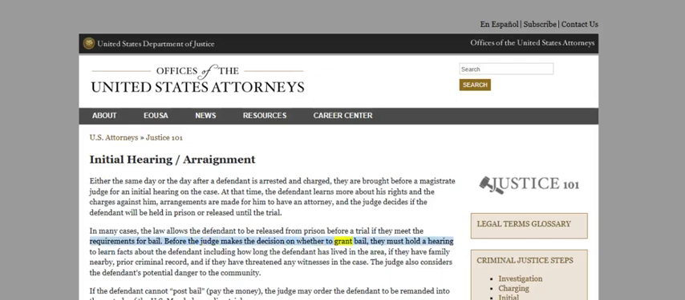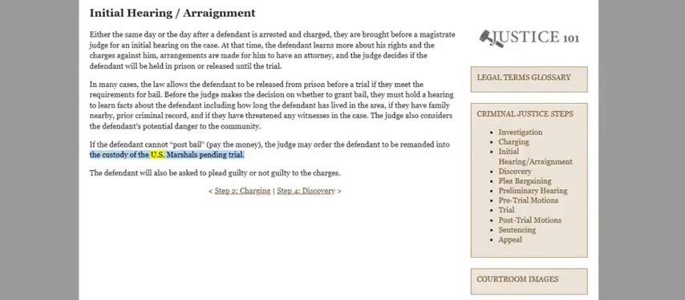The judge makes the decision on whether to grant bail. They must hold a hearing to learn facts about the defendant, including how long the defendant has lived in the area, if they have family nearby, prior criminal record, and if they have threatened any witnesses in the case. The judge also considers the defendant's potential danger to the community. If the defendant cannot post bail, pay the money, the judge may order the defendant to be remanded into the custody of the U.S. Marshals pending trial. The defendant will also be asked to plead guilty or not guilty to the charges.